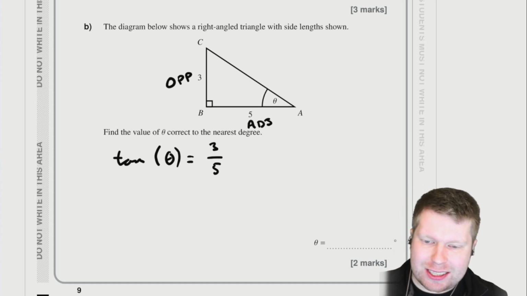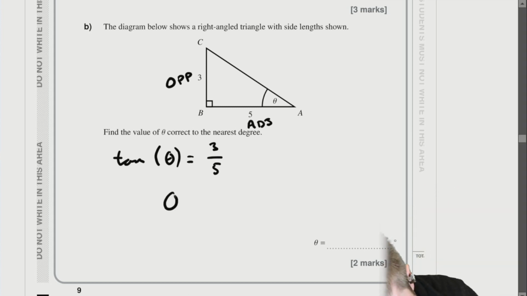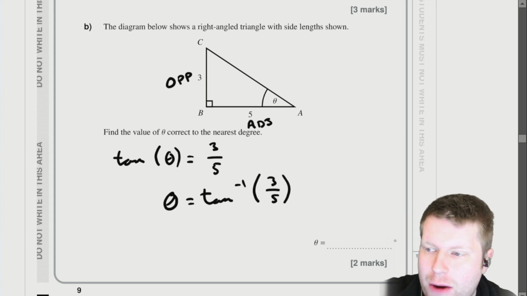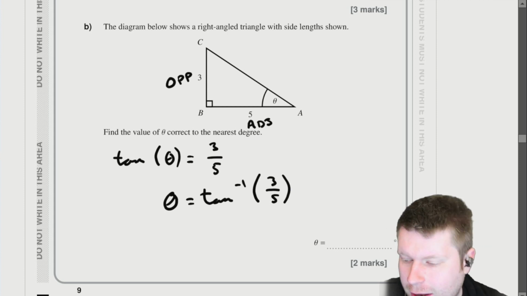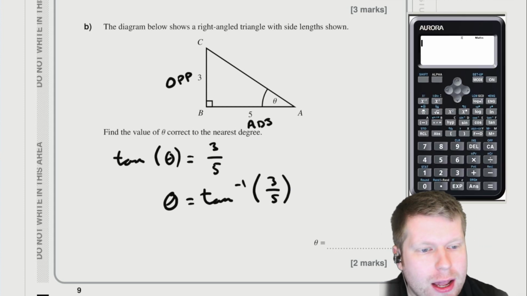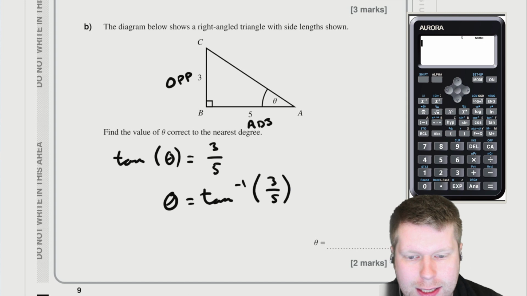Now realise that you need the theta here, so as a result, you're going to need to take the tan inverse of both sides. And again, I think people just made complete errors with this question because they didn't know how to use a calculator. So let's spend a little bit of time making sure we know how to type into a calculator.